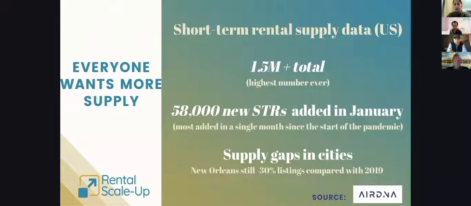So in terms of supply, this is January 2022 data from AirDNA, which is also a data company. Basically, what they're saying now is that there is more than 1.5 million short-term rentals in the US. It's the highest number ever. And in January 2021, 50,000 new short-term rentals were added, which basically means we're back to the growth that we had seen pre-pandemic, which is fantastic because it's the highest number ever, while at the same time, you still have big gaps in some cities. For example, New Orleans. In New Orleans, the number of listings is still down 30% compared with pre-pandemic.